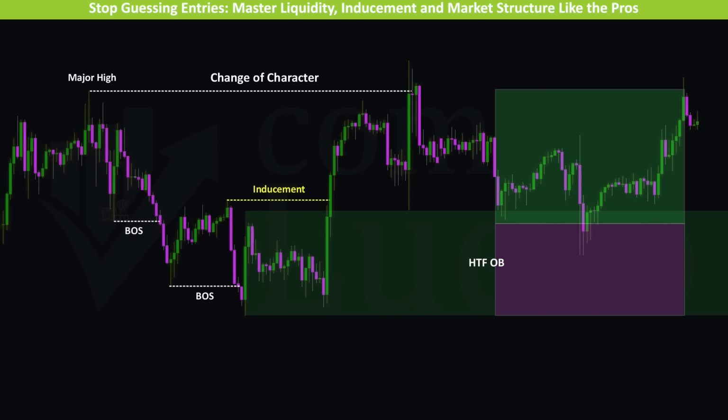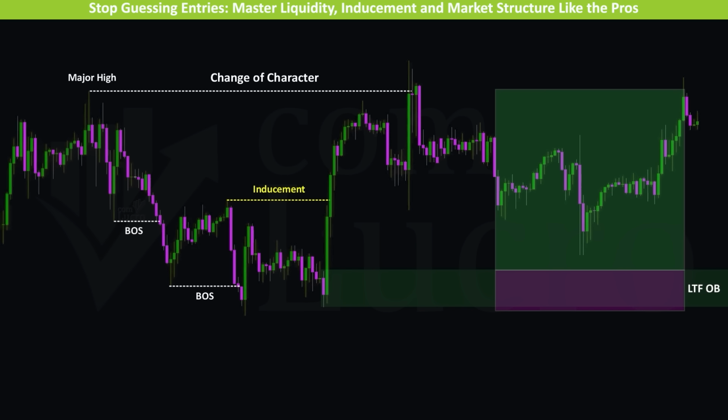However, this type of entry comes with a wide stop loss, which reduces the reward-to-risk ratio and increases the potential damage if the trade turns against you. If your goal is to work with a tighter stop loss and a stronger reward-to-risk ratio, then your entry zone needs to be refined. This is why many traders shift their focus to the extreme lower time frame order block at the bottom. At first glance, this seems like the ideal choice because it offers a very small stop loss and naturally delivers a high reward-to-risk ratio.